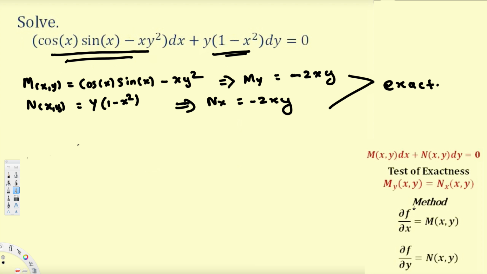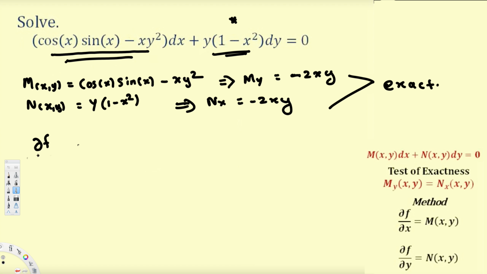After that, we have to use this equation. First of all, we have to decide which one to integrate. We can integrate M or N, but which one is easier to integrate? This is definitely easier, right? So let's take this one, this is our N(x,y). We know that N(x,y) is equal to the partial derivative of f with respect to y. So we write this down right here.